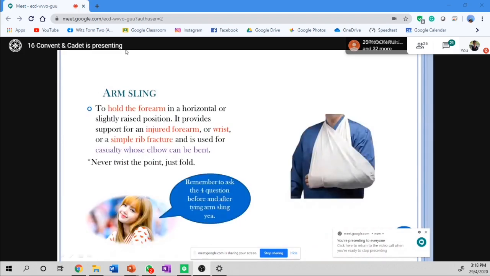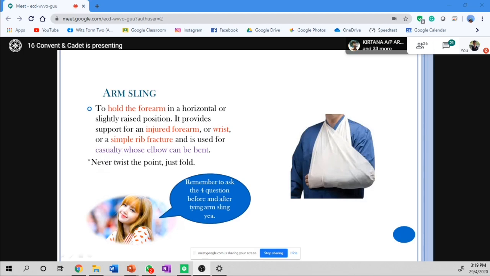Okay, so a simple rib fracture means one of your rib bones is broken. Then you have to use an arm sling to support your chest so that your rib fracture won't become worse after that. Normally an arm sling is applied to a casualty whose elbow can be bent. If the casualty's elbow cannot be bent, then you have to use another way to support the bones.